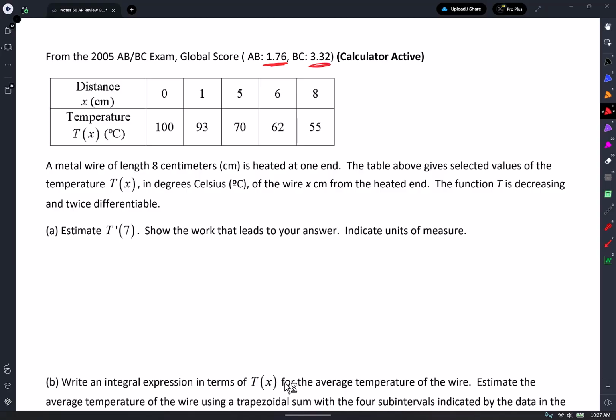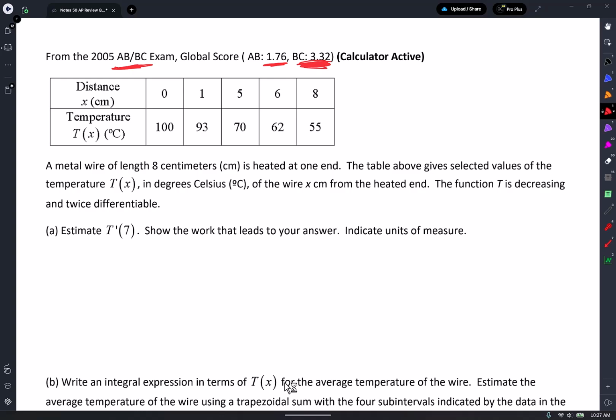The BC crew, this is, by the way, a question that the AB and BC share. 3.32. BC always has higher points, guys, because if you're in BC, usually, who takes BC? Only the super nerds. They didn't offer BC in my school, but if they would have offered it, I would have loved to have taken it.